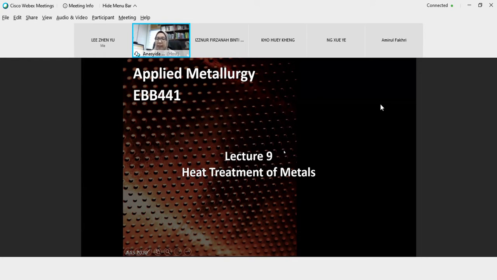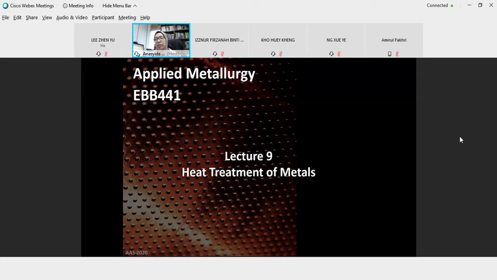Basically, this heat treatment you have actually gone through during second year EBB 225. I'm not sure who taught this part, either Dr. Nurul or Dr. Badri. I think your batch is Dr. Badri. Okay, I will not go through all the details on each of the heat treatments, because the common heat treatments for steel are annealing, normalizing, hardening by quenching, and you also have tempering. Besides those four heat treatments, you also have spheroidizing.